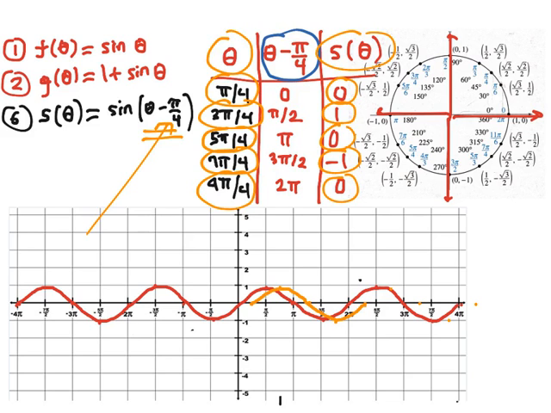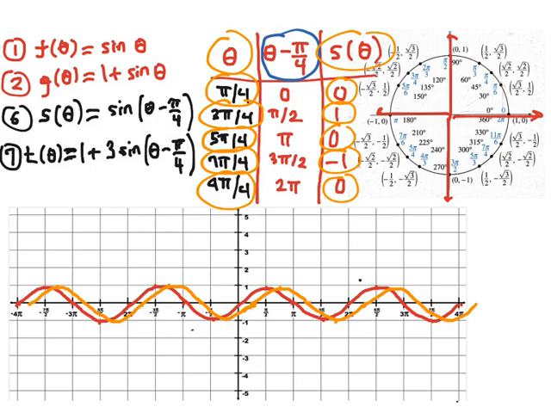So let's go ahead and sketch another period of the graph of s of theta. And there you have it. And I could continue sketching the graph to the left, and I would basically just see the same thing. It would be a phase shift of the red graph to the right by pi over 4 units. And you can see that I've done that just now.